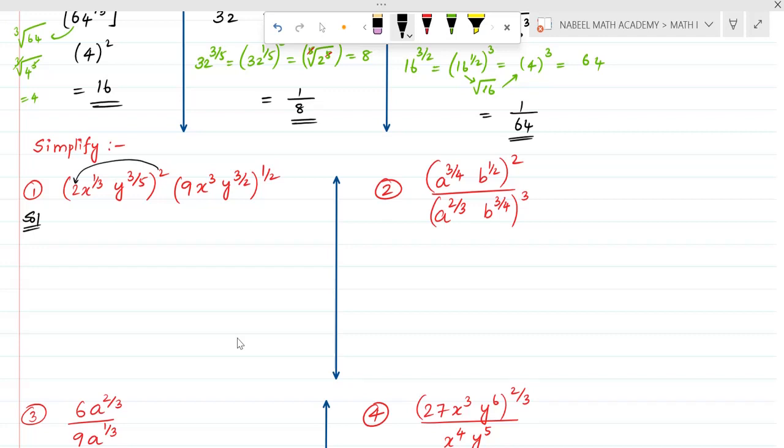So when you multiply, you will get what? This is 2 to the power 2. When you have power 2, I have to multiply with the numerator, not the denominator. So it becomes x to the power 2 over 3. You should not multiply the denominator; it should go to the numerator. If it is 1 over 2, you have to multiply the denominator.